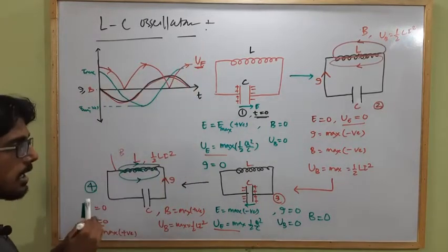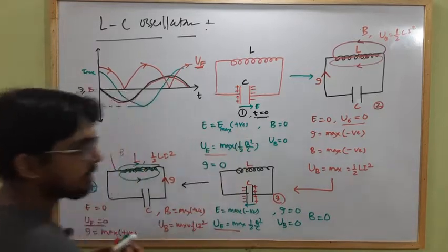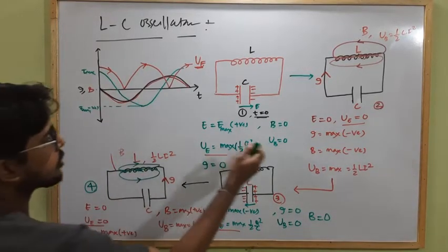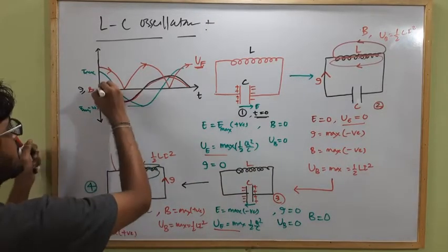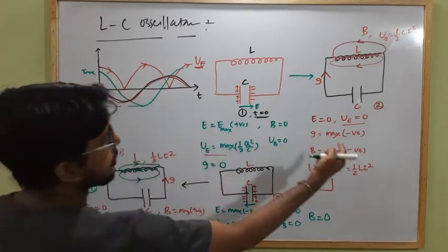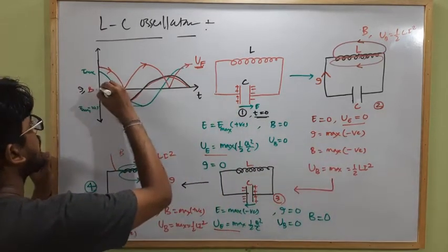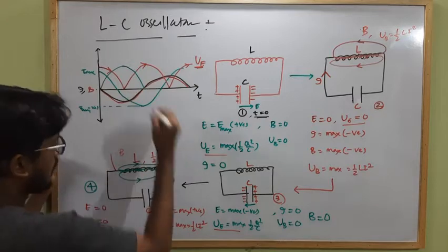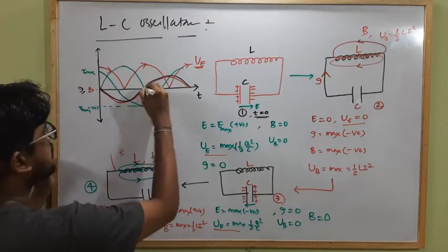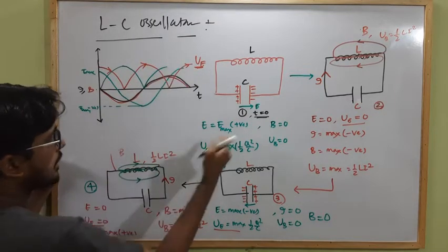So at that instant, what is the graph for magnetic energy? Magnetic energy is also 0 initially, so this is the graph: initially 0, then it will become maximum, like this, then again 0, then again maximum, then again 0.